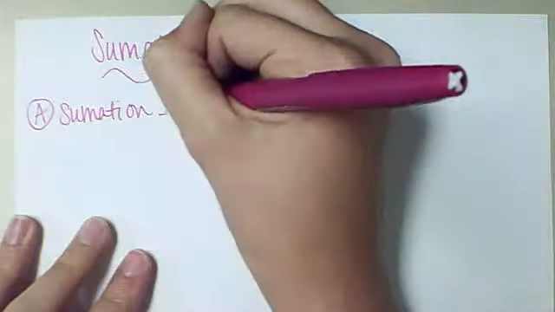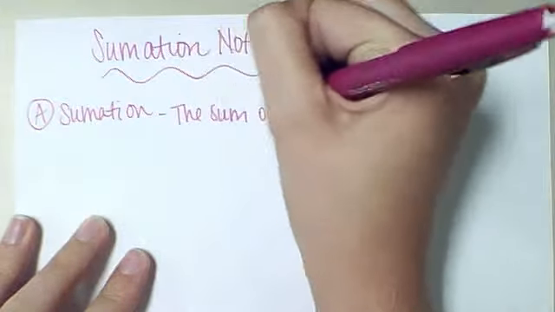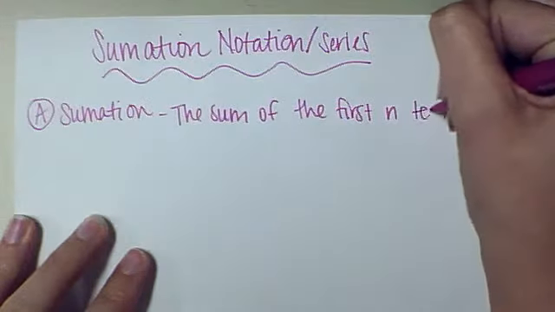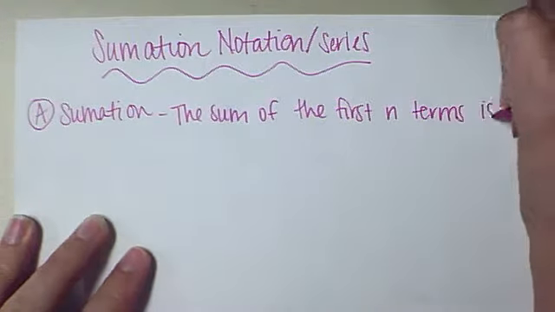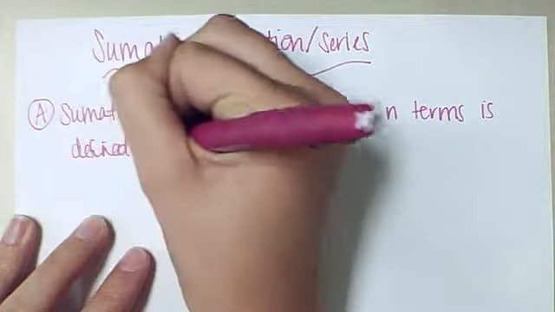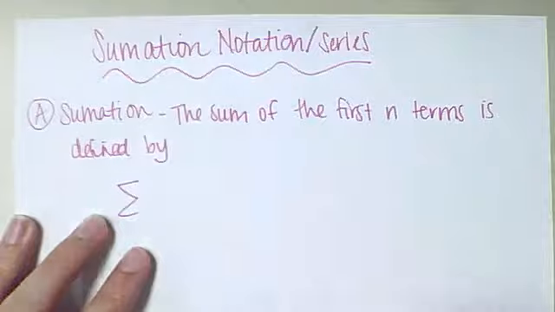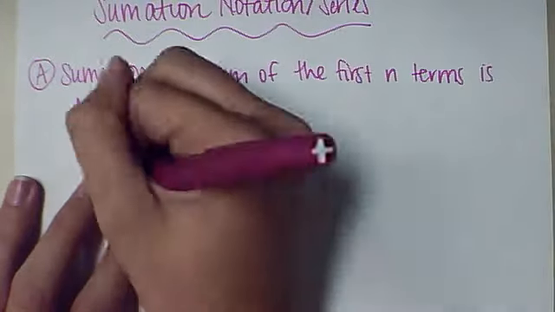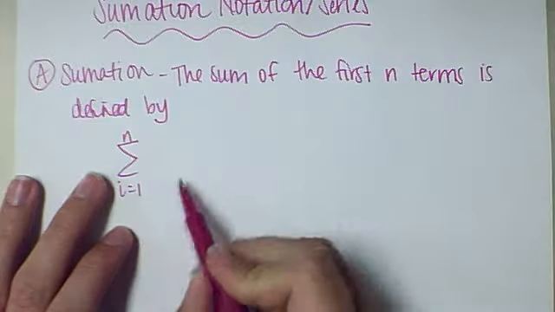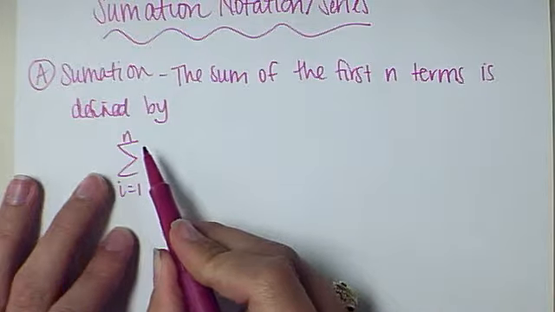So the sum of the first n terms, this is a fancy definition, is defined by, and then we have this symbol right here, which is like a sigma. That means the sum of i equals 1 to n. i is the index, that's where you start, and n is the stopping point.